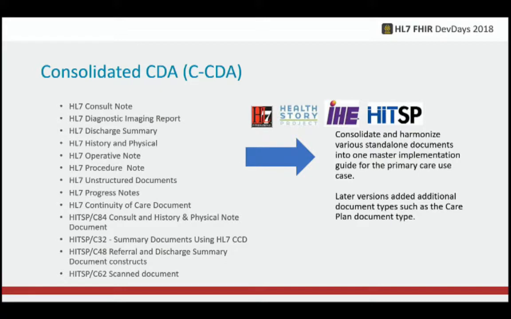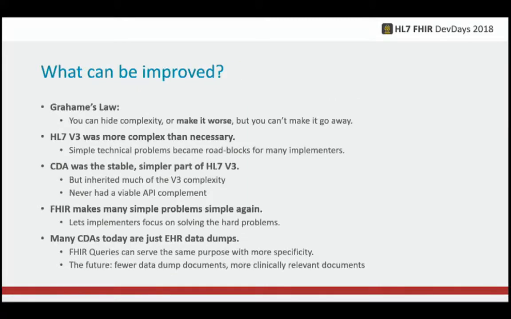So if we've got C-CDA and people are exchanging documents with that today, what can be improved? Why change it? I like to start off with what I call Graham's Law. He doesn't call it that, but Graham Grieve, the father of FHIR, has a lot of great sayings. The one of his that I probably like the most is that you can hide complexity or make it worse, but you can't make it go away.